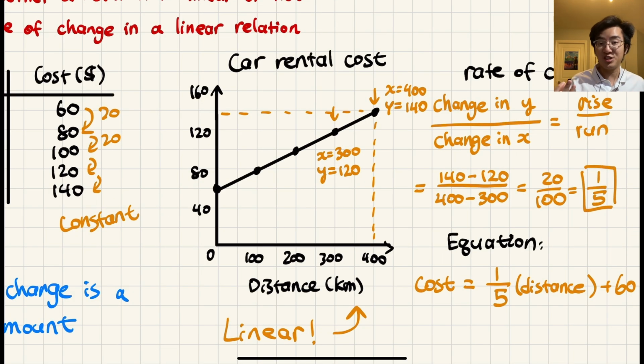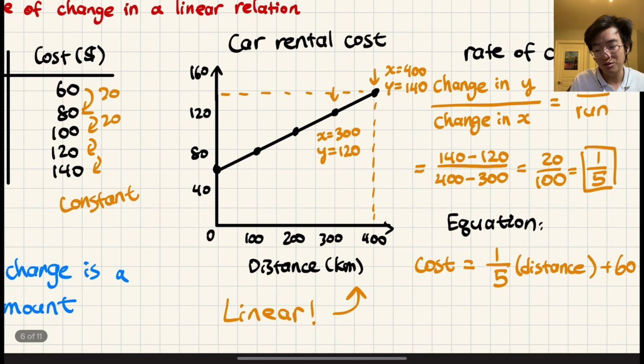So this is why the rate of change is really useful: we can use it to predict or figure out a value that's not on a graph. For example, let's take 250 here. It goes to this point right here, but we don't really know what this is. We can say it's around 110-ish, but we don't really know.